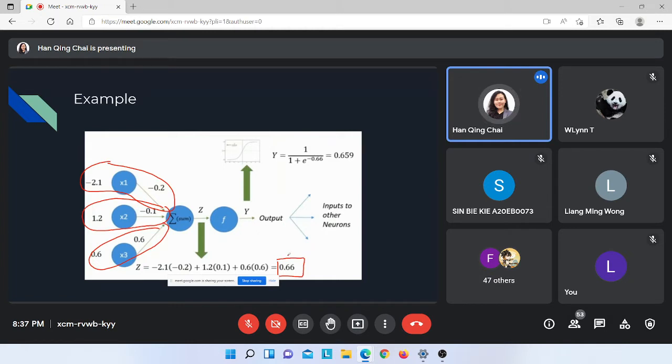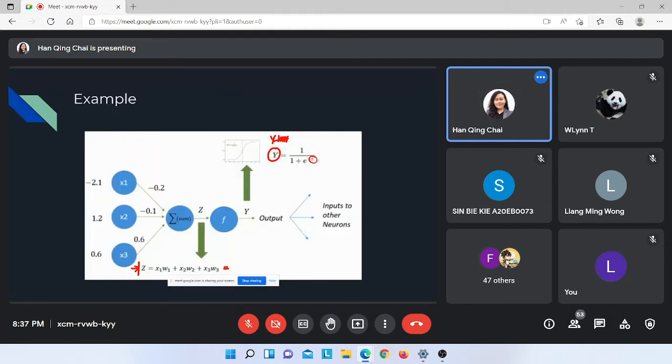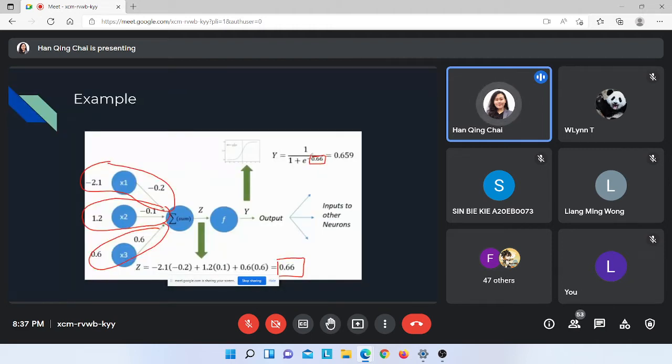Okay, so we substitute this value, the z value, into the activation function, this part. Once we substitute it, we can see that we get this number. So this is one of the probabilities of the outputs. Then if, for example, it really does meet the bias or threshold value, it will pass on to the next layer and the next layer until all the layers are done and it comes to a final output. Okay, so this is just a very simple brief example, but I hope it really helps strengthen your concept of it.